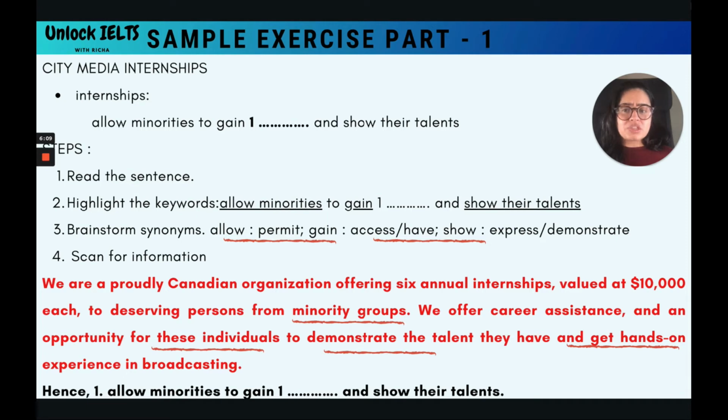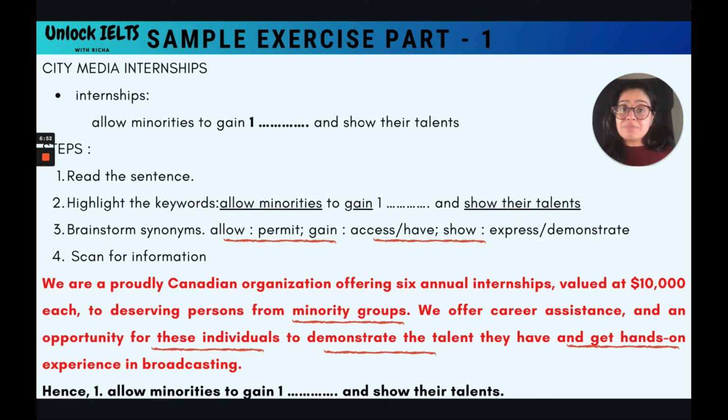Now we need to brainstorm all the synonyms related to all those highlighted keywords. For example, for the word allow, I may expect to see words like permit. For the word gain, I may expect to see words like access, have. For the word show, I may expect to see words like express, demonstrate. And now comes the scanning of the passage in order to find the correct answer.